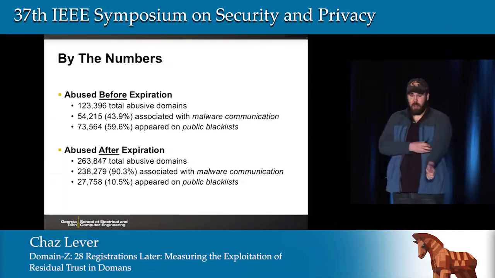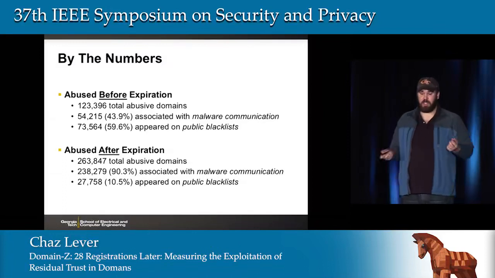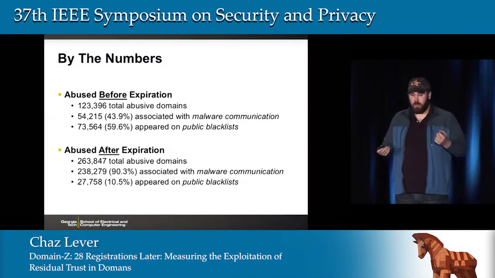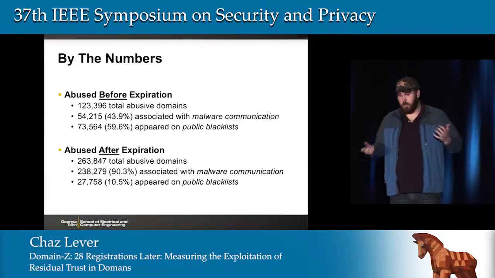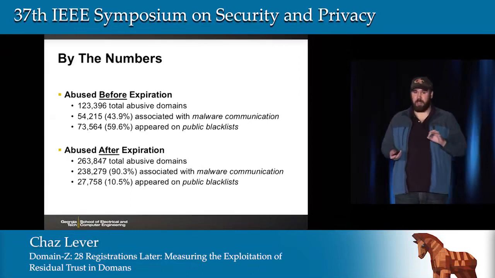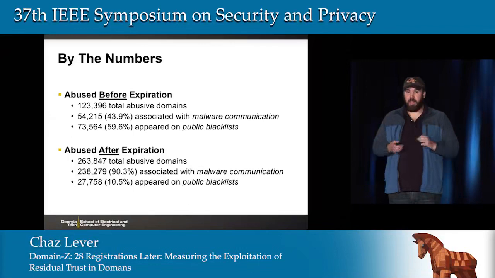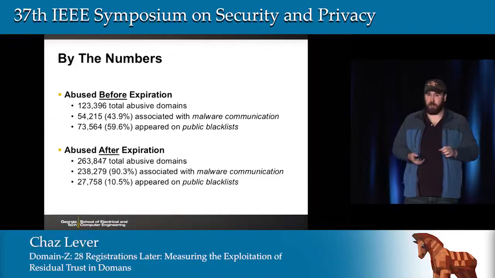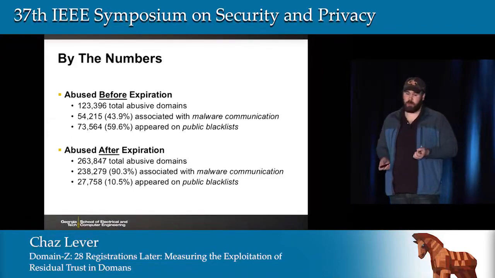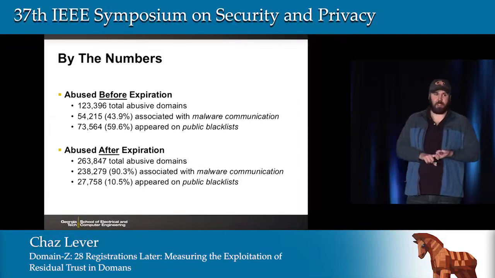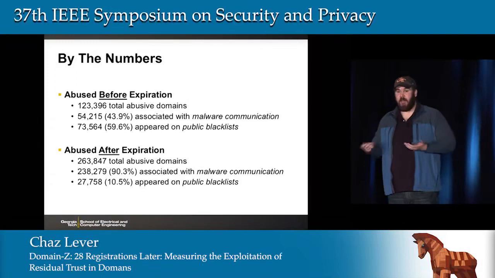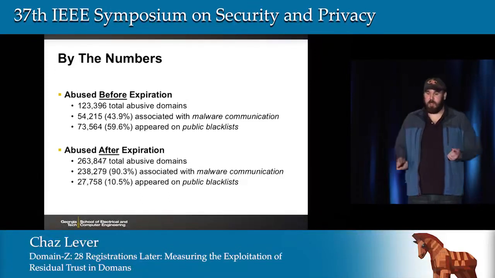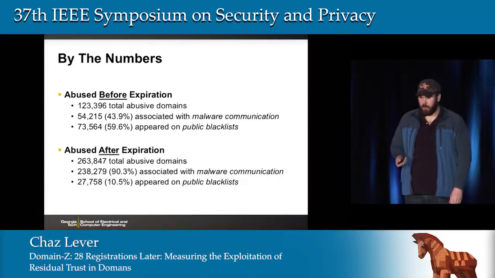And what we saw was that there were about 263,000 unique total abusive domains for the blacklist and the malware data set. And this meant that almost 90% of the domains that were being contacted by malware that had expired were only contacted after the domain expired. So these were likely candidates of residual trust abuse. Similarly, about 10% of the expired blacklist domains were abused only after expiration. So again, these are other likely candidates for that residual trust abuse.